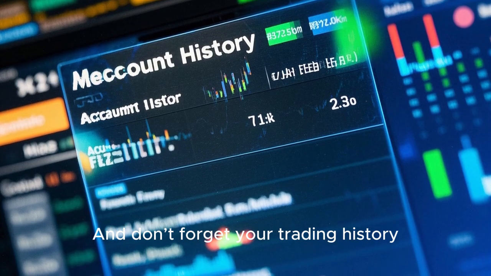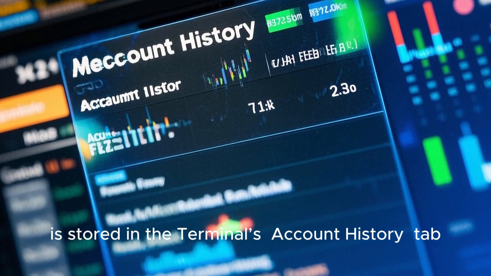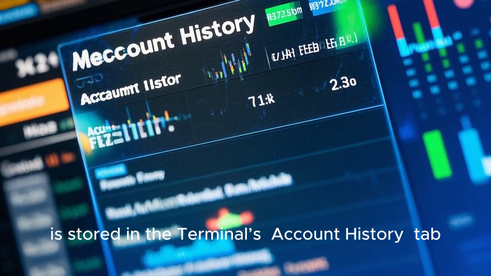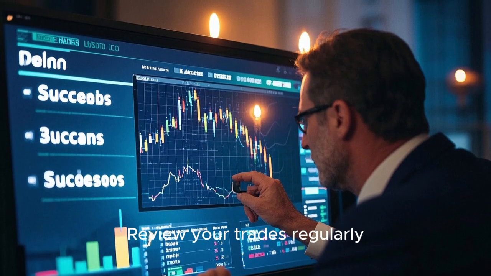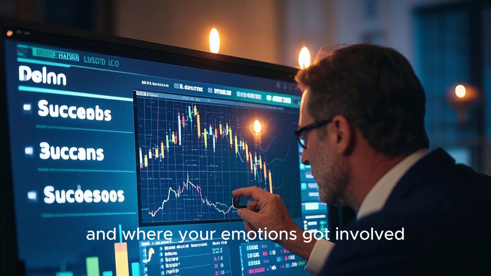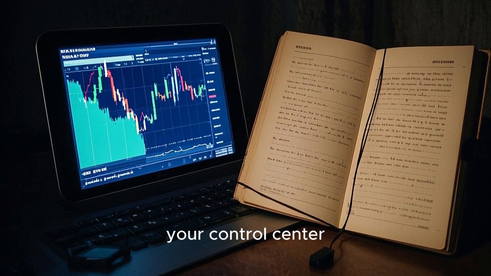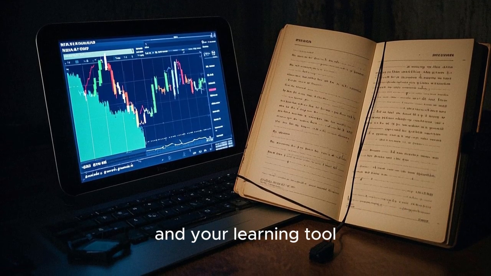And don't forget your trading history. Every trade you place, win or lose, is stored in the terminal's account history tab. Review your trades regularly, see what worked, what didn't, and where your emotions got involved. Your platform is more than a place to execute trades. It's your trading journal, your control center, and your learning tool.